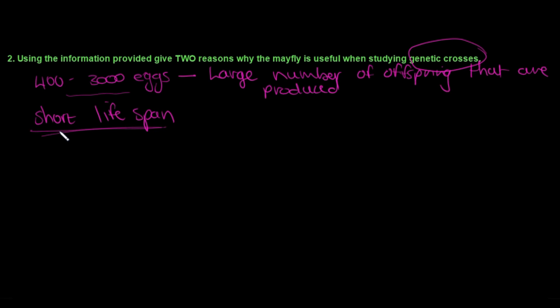So having a short lifespan helps a lot when doing genetic crosses or doing genetic studies to see the results of what you are studying. So that helps a lot. So the first one is having a large number of offspring, and then the second is them having a short lifespan. That's the end of this video.